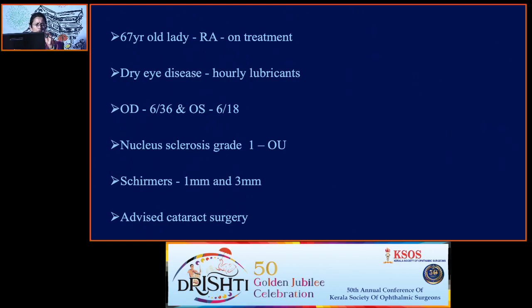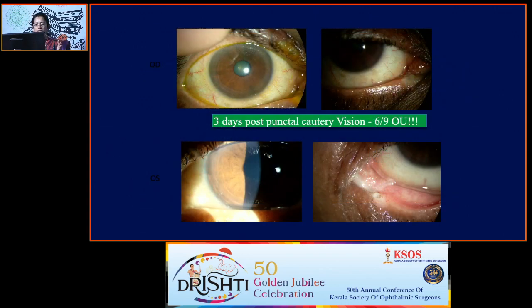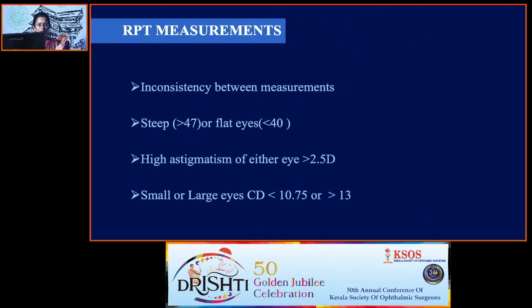This patient had severe dry eye and was a rheumatoid arthritis patient. She had a best corrected visual acuity of 6/36 and was planned for a toric IOL, and her ocular surface was looking like this. Three days after punctal cautery, the ocular surface improved and her vision improved to 6/9. So this shows the importance of treating the ocular surface before cataract surgery.